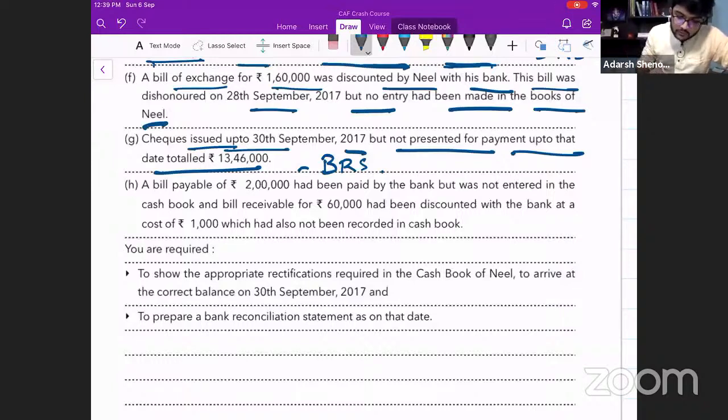A bill payable of 2 lakh had been paid by the bank but was not entered in the cash book. And bill receivable for 60,000 had been discounted. Okay, we will just ignore this for now. We will look at the first point. A bill payable of rupees 2 lakh had been paid by the bank but was not entered in the cash book. Should you have recorded this?